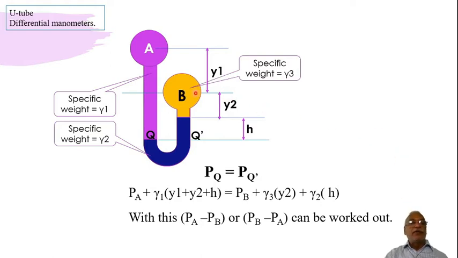Okay, there is something more here. The liquid in pipe B is having some other specific weight. In this case, how to write? The same, I have chosen points Q and Q dashed.